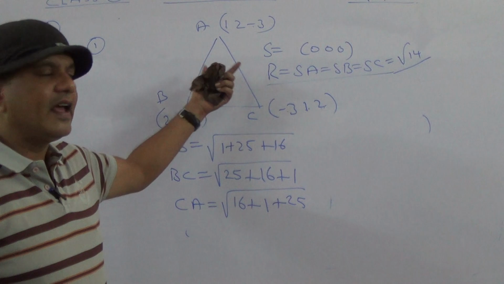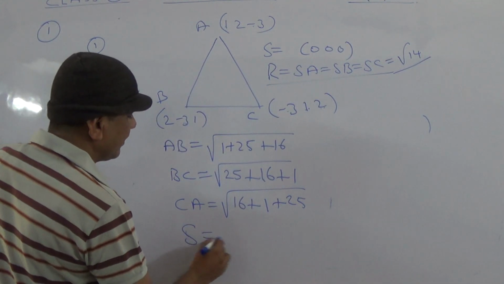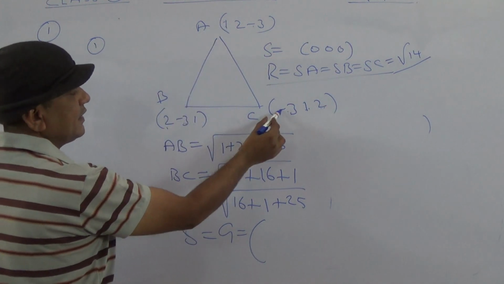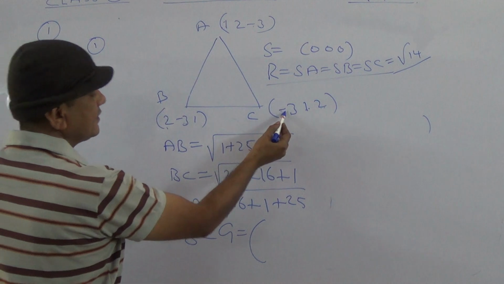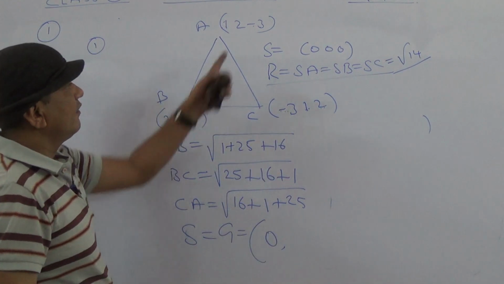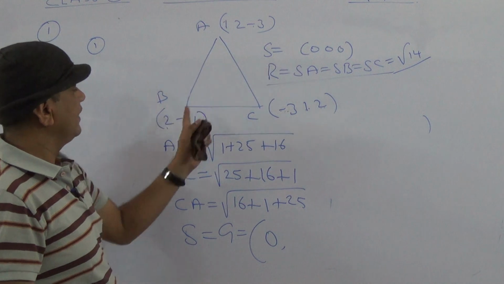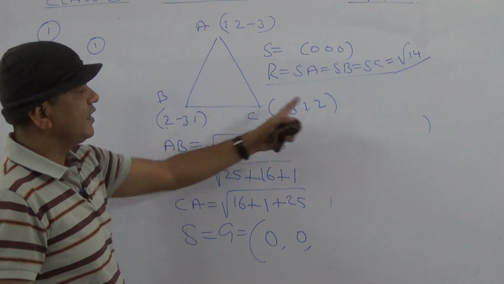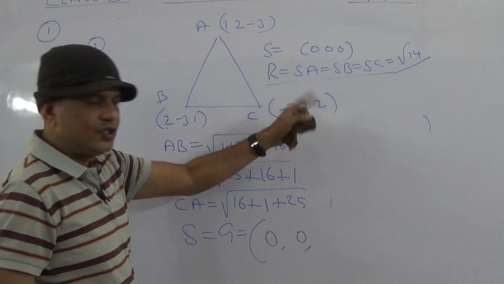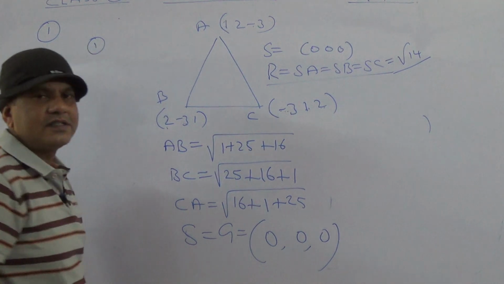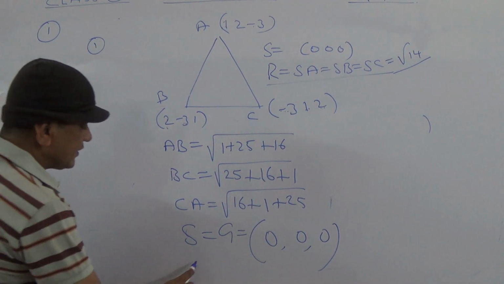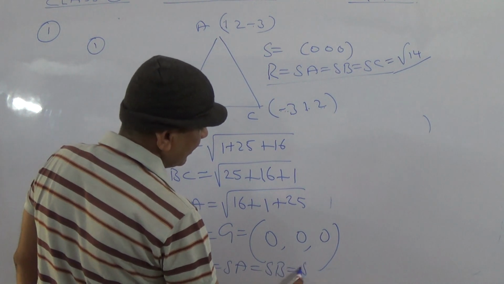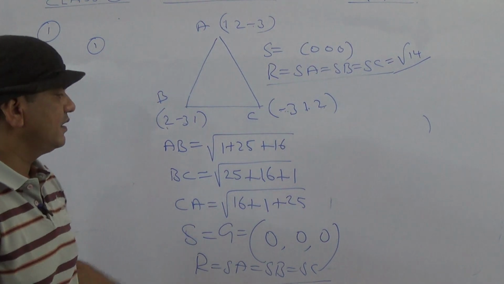Since it is an equilateral triangle, the circumcenter is nothing but the centroid. What is the centroid? (x1 plus x2 plus x3) by 3, 1 plus 2 minus 3, 0 by 3, nothing but 0. (y1 plus y2 plus y3) by 3, 2 minus 3 plus 1, 0 by 3, 0. Next (z1 plus z2 plus z3) by 3, minus 3 plus 1 plus 2, 0, 0. This is the centroid. Now the radius is equal to SA, SB, SC. Now find either SA or SB or SC, and the circumradius comes.